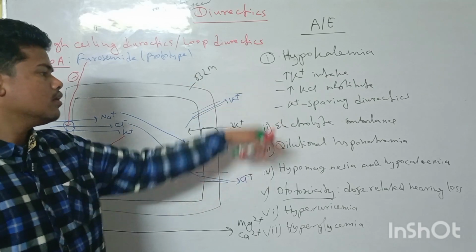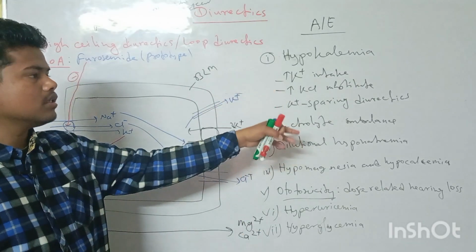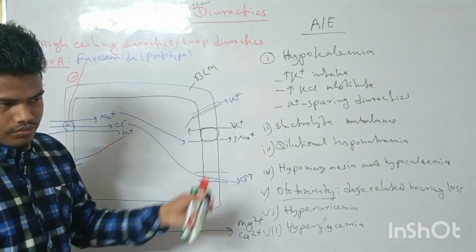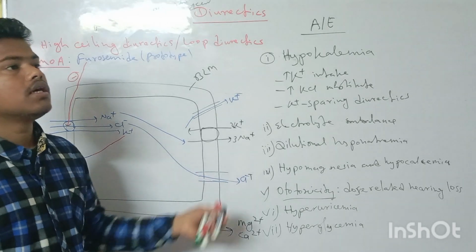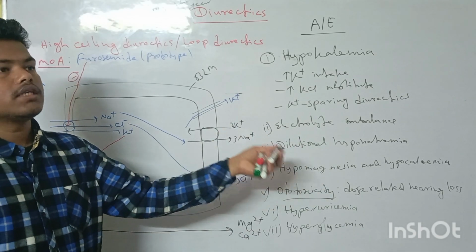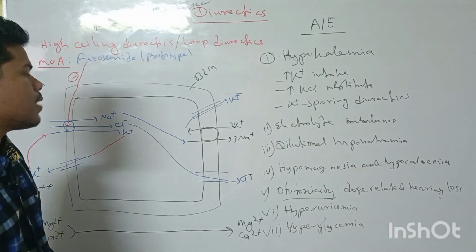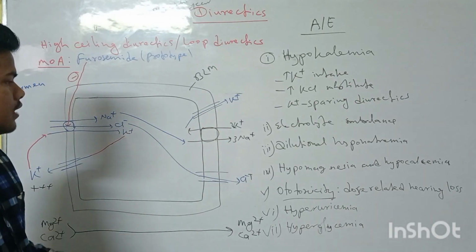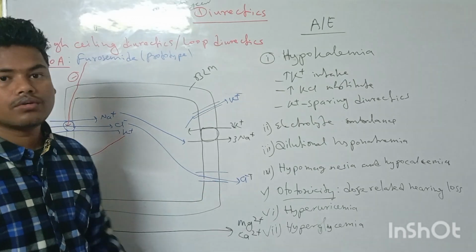I will mention in the next part, part 3, the mechanism of action, usage and adverse effects of K plus sparing diuretics, osmotic diuretics, and acetazolamide, that is carbonic anhydrase inhibitors. Hope you understand this and you enjoy the lecture. Thank you for watching.